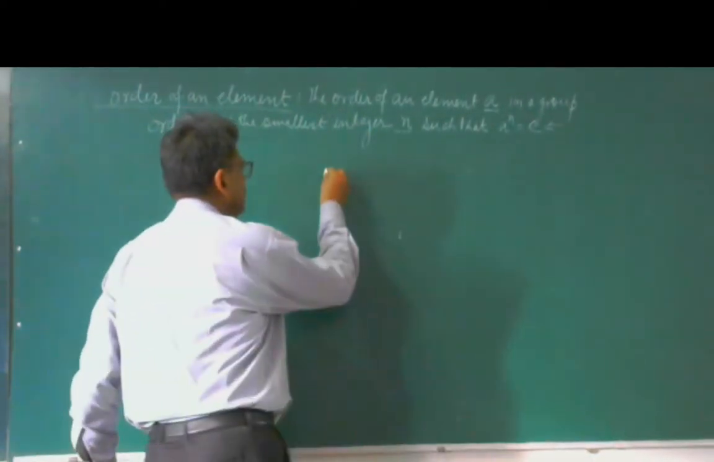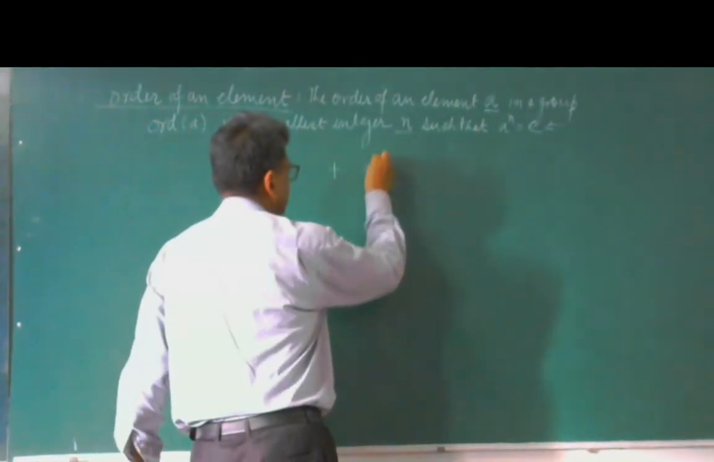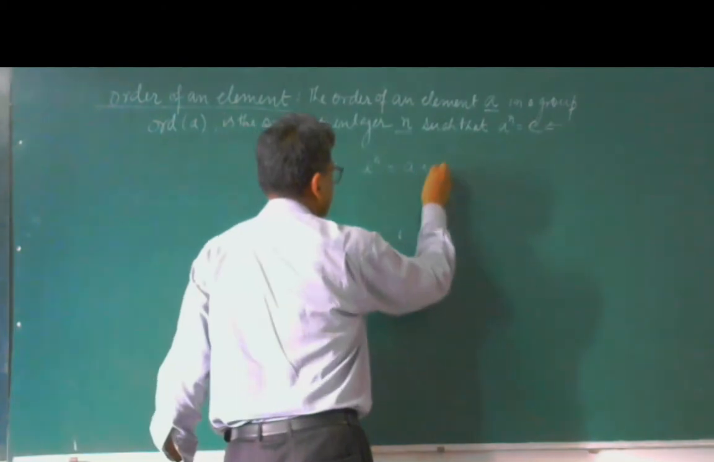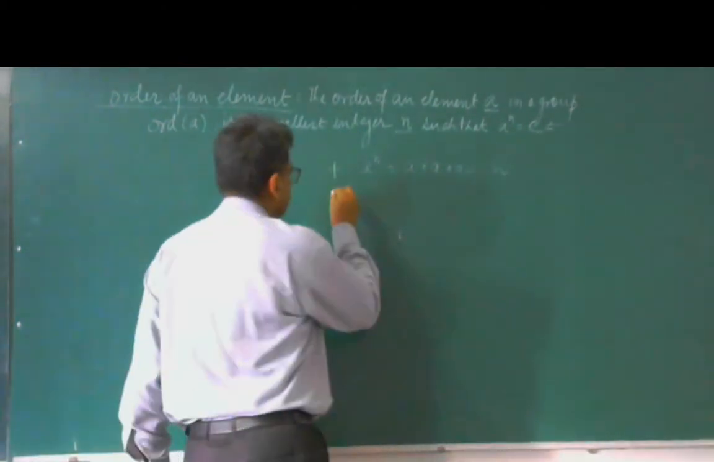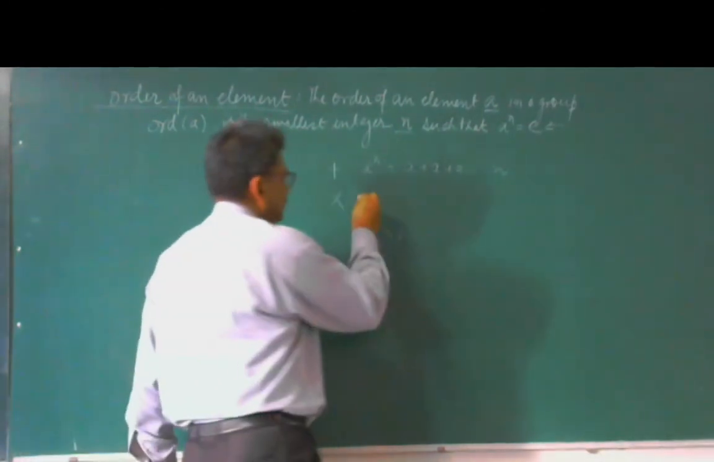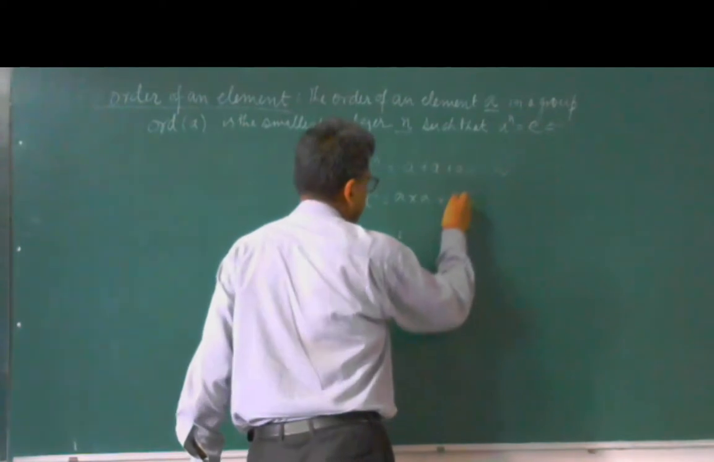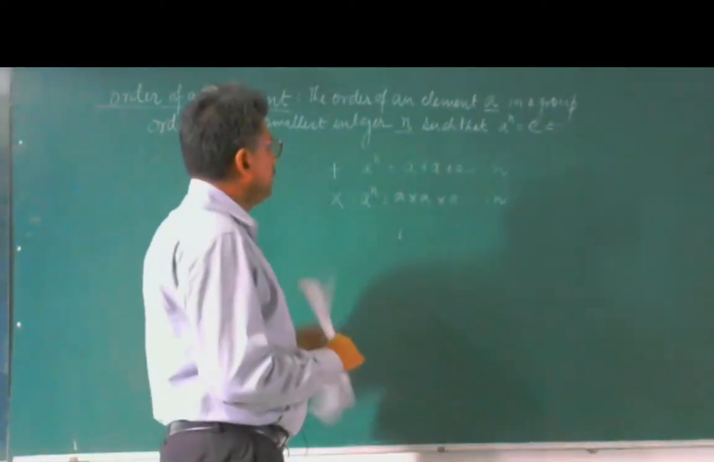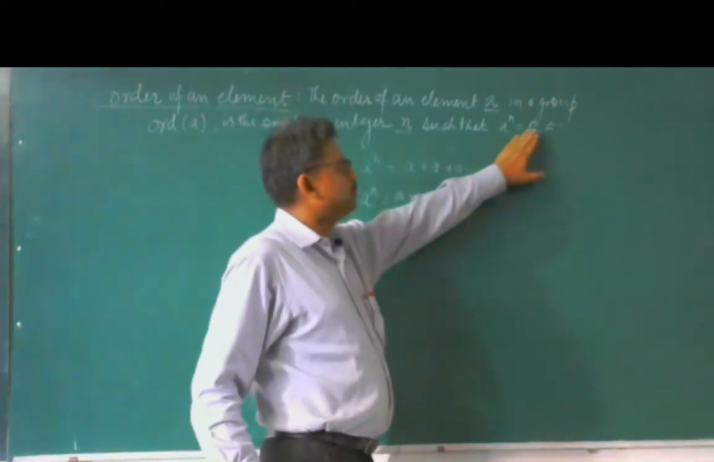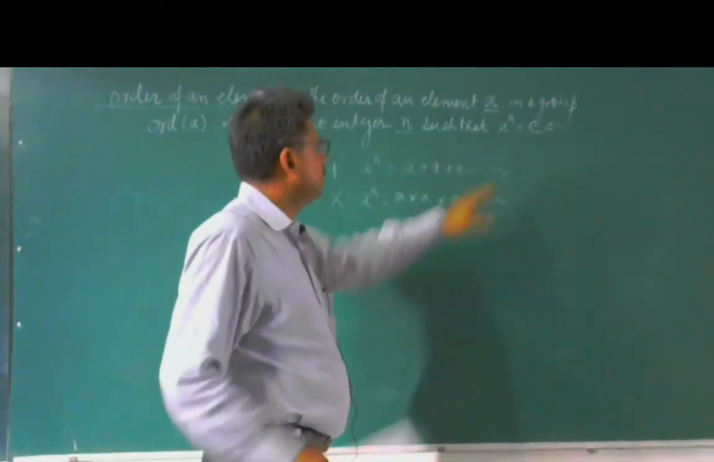Suppose the operator is the addition operator, then a to the power n means a plus a plus a, up to n times. But if the operator is multiplicative, then a to the power n is equal to a into a, n times. So, this is the only difference. a to the power n should be equal to e.